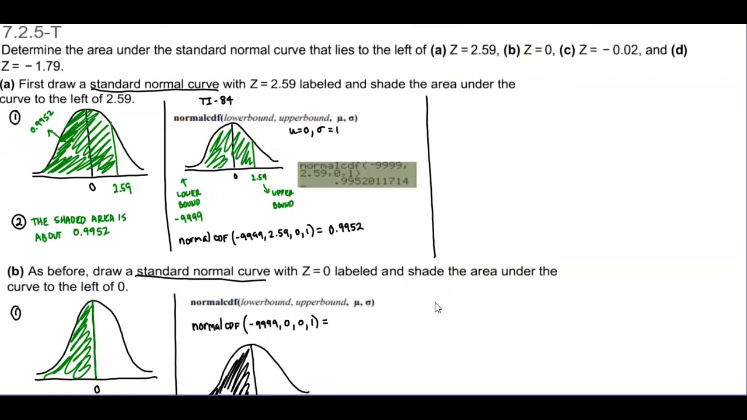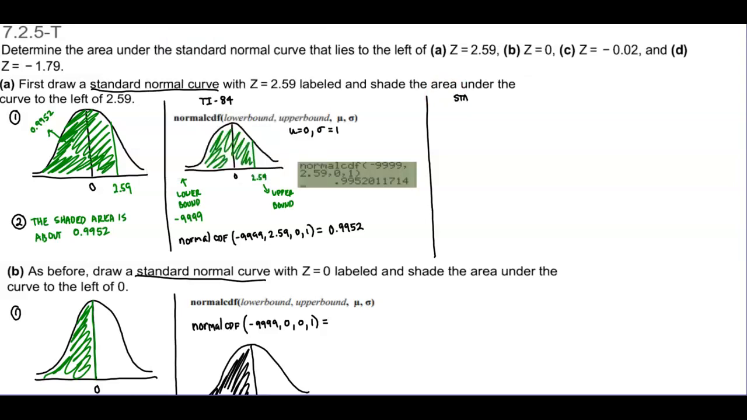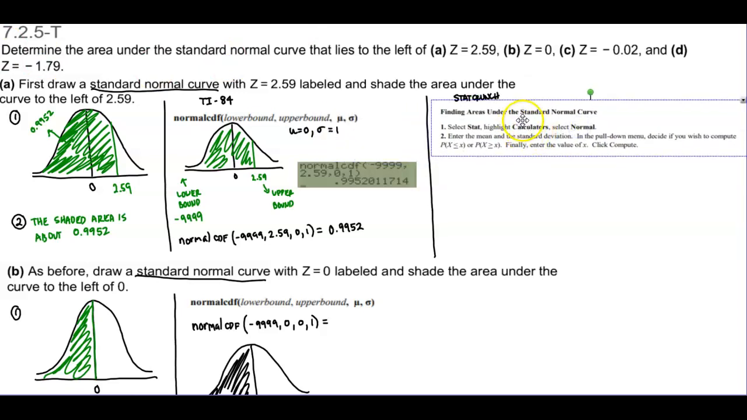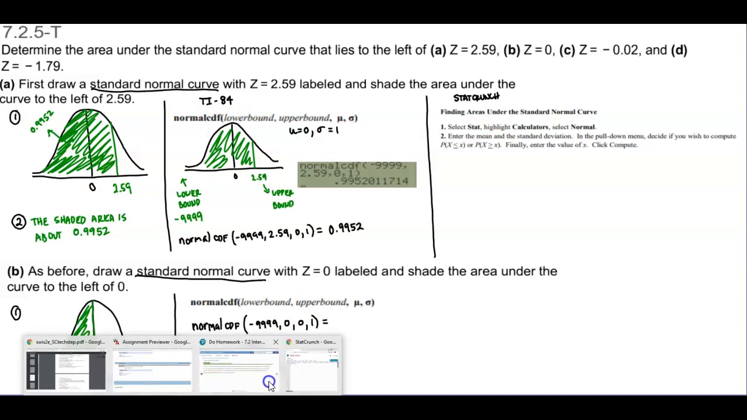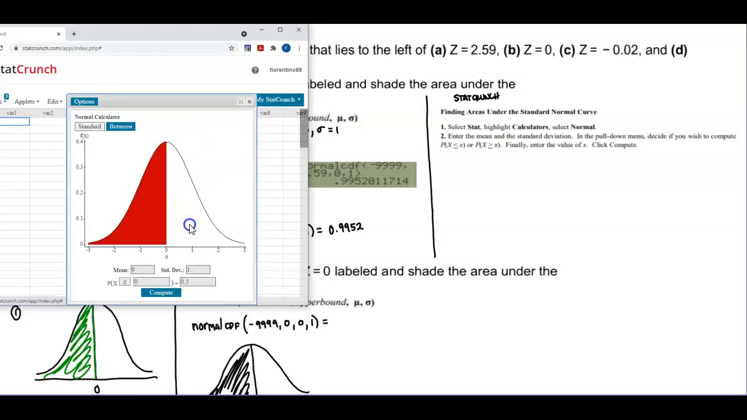Okay. So now what we're going to do is we're going to use StatCrunch. So in order to access this, we're going to find areas under the standard normal curve. We're going to select Stat, highlight Calculators, and select Normal. And then we're going to enter the mean, the standard deviation, and in the pull-down menu, we're going to decide if we wish to compute where it's less than or whether it's greater than. So in all of our examples, it's all less than. So we're going to go ahead and go to our calculator here.